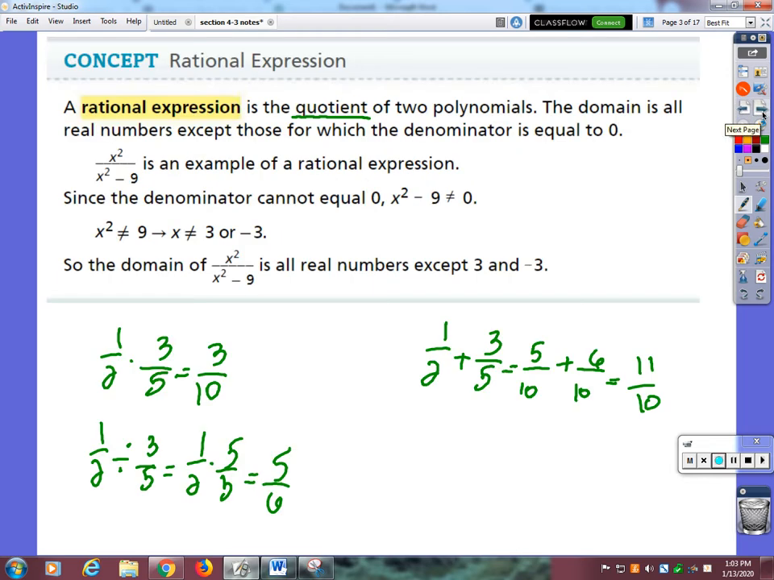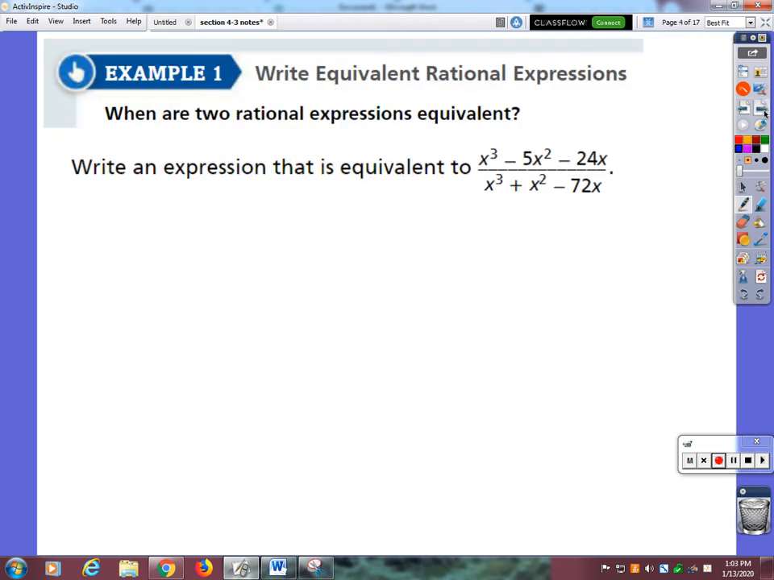Multiplication and division with fractions is really easy, because you just multiply straight across. Whereas addition and subtraction, you have to do some front work before you can do that. You have to get a common denominator. Okay? All right, so let's give one of these a try.